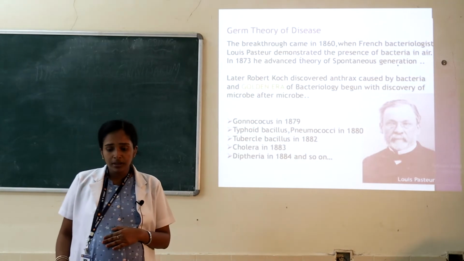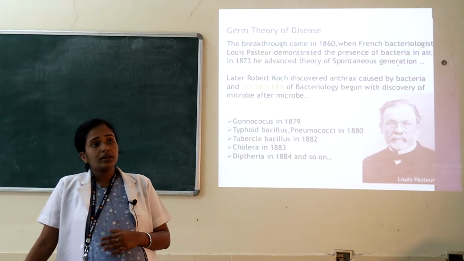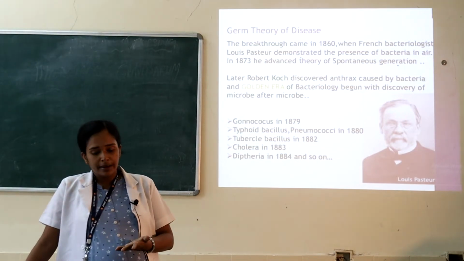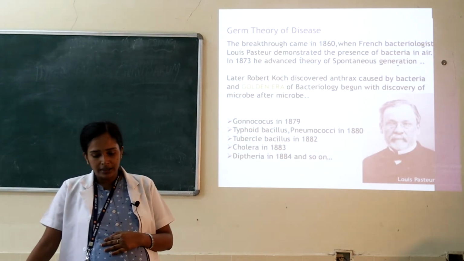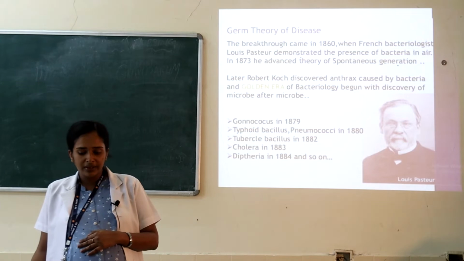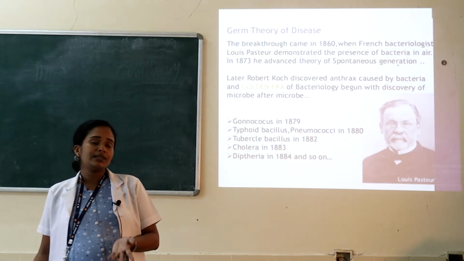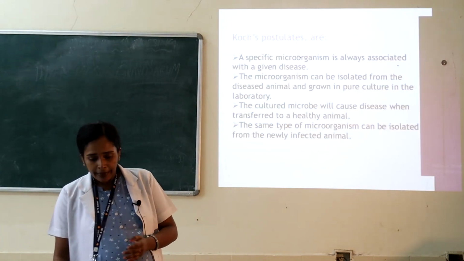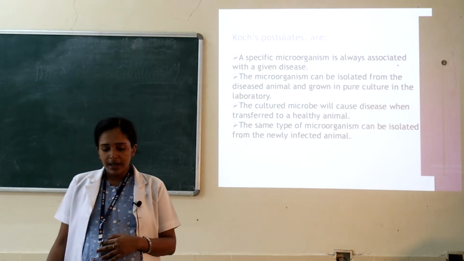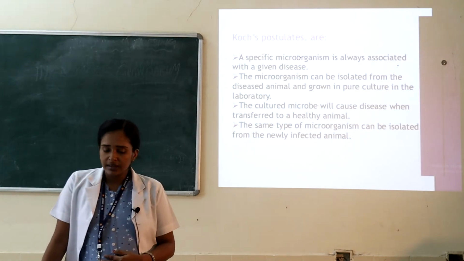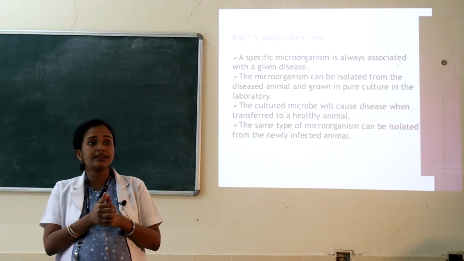Later, after germ theory of disease, which was postulated by Louis Pasteur, many scientists discovered different kinds of bacteria. Robert Koch discovered that anthrax is caused by bacteria, and the golden era of bacteriology began with the discovery of microbe after microbe. Then, based on the Koch postulates, a specific microorganism is always associated with a given disease. So these Koch postulates describe some of the new changes in bacteriology.